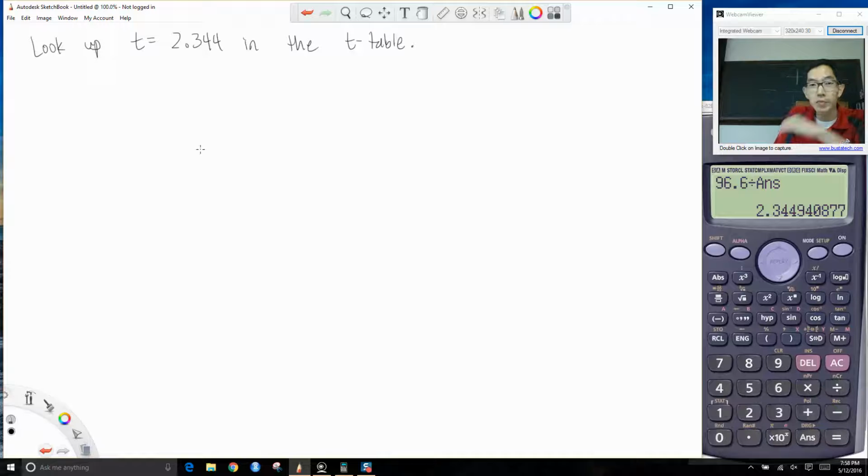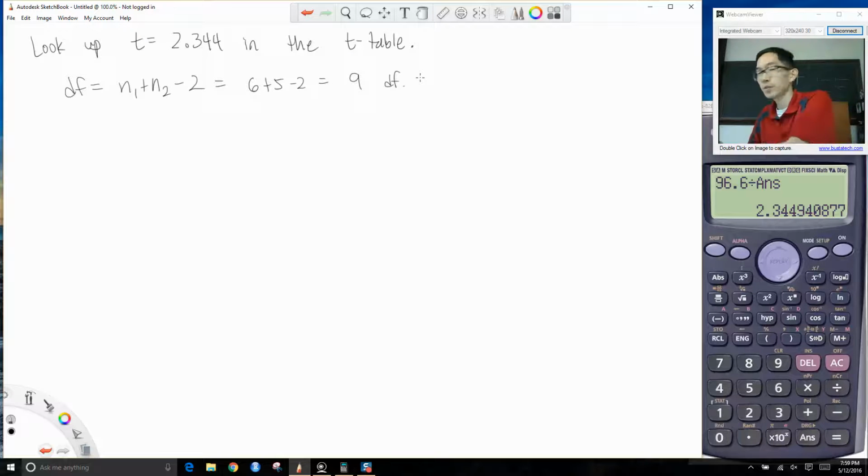Okay, so we have a few choices for degrees of freedom. We're going to use the approximation of n1 plus n2 minus 2. So we're going to have 6 plus 5 minus 2. We have 9 degrees of freedom, and we will see what 9 degrees of freedom say.